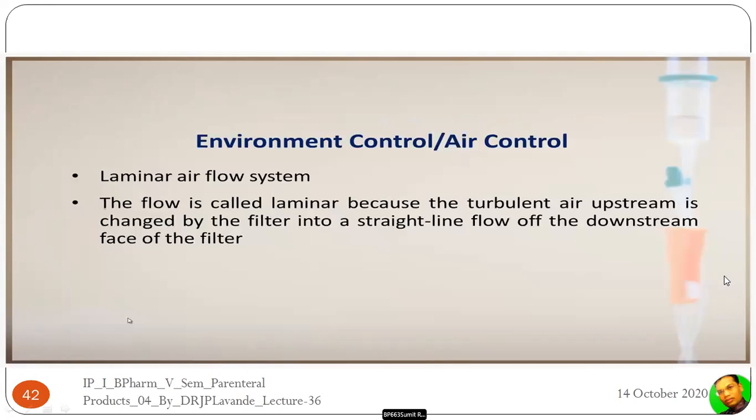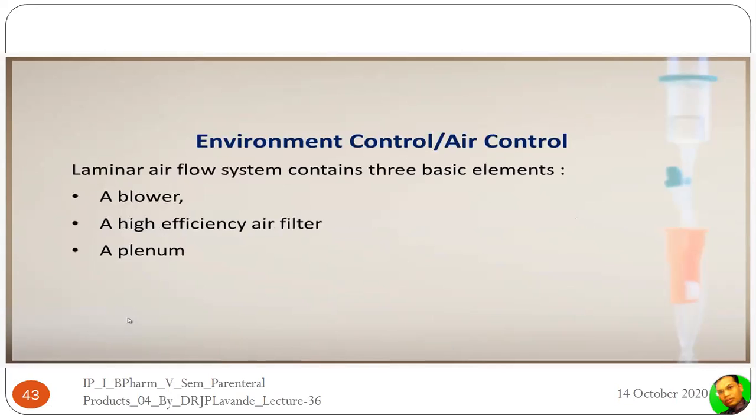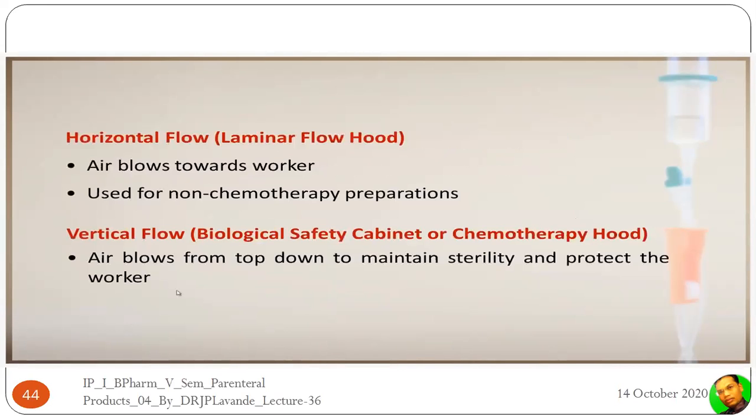For environmental control, you can see that laminar airflow is going to be used, and the flow is called laminar, that means in the form of laminas, in one particular plane only, because the turbulent air upstream is changed by the filter into a straight line flow downstream. They consist of different basic elements like the blower, high efficiency air filter, and the plenum. So there are two different types of laminar airflow: horizontal laminar airflow and vertical laminar airflow.